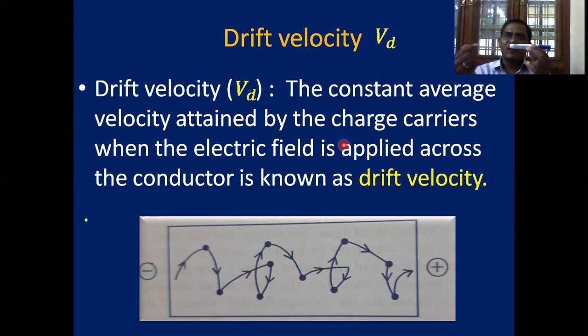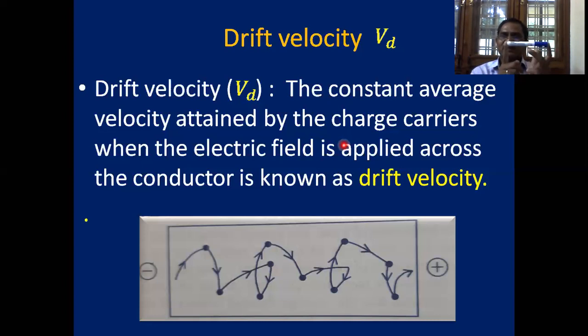So one electron will go in this direction, another electron moves with the same speed in the opposite direction, and they get cancelled. Like that, the average thermal velocity of the free electrons will become zero in the absence of an electric field, right? Whenever we apply a potential difference across these two ends, these free electrons will attain a constant speed. That constant speed is called the drift speed.